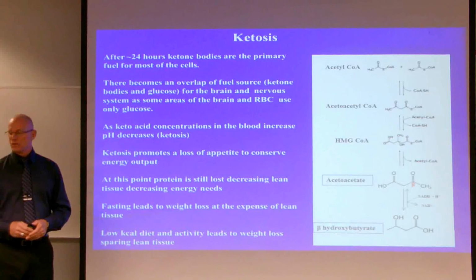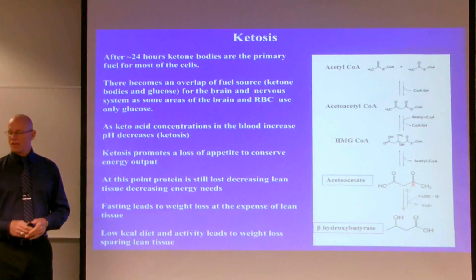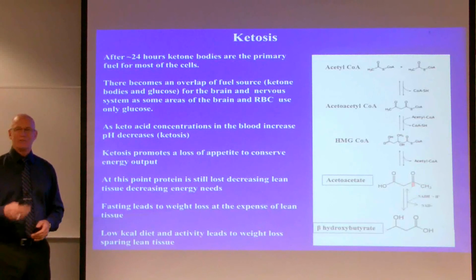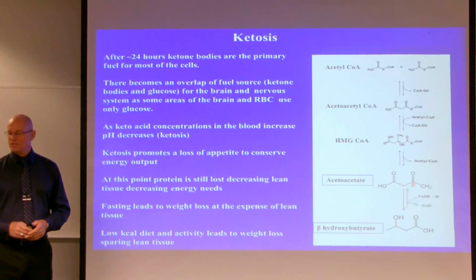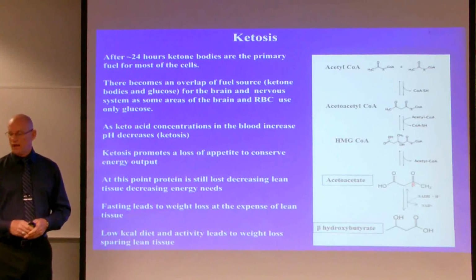As keto acid concentrations in the blood increase, pH decreases, and this is what they call ketosis. Ketosis promotes a loss of appetite to conserve energy output. It does that through hormones, and at this point protein is still lost, decreasing lean tissue and decreasing the energy needs. So as you're going through this long, prolonged fast, you're going to start losing lean tissue because the proteins are breaking down to supply specifically red blood cells that will only operate with the carbohydrate source, and other parts of the brain and the nervous system, nerve cells that need glucose itself.